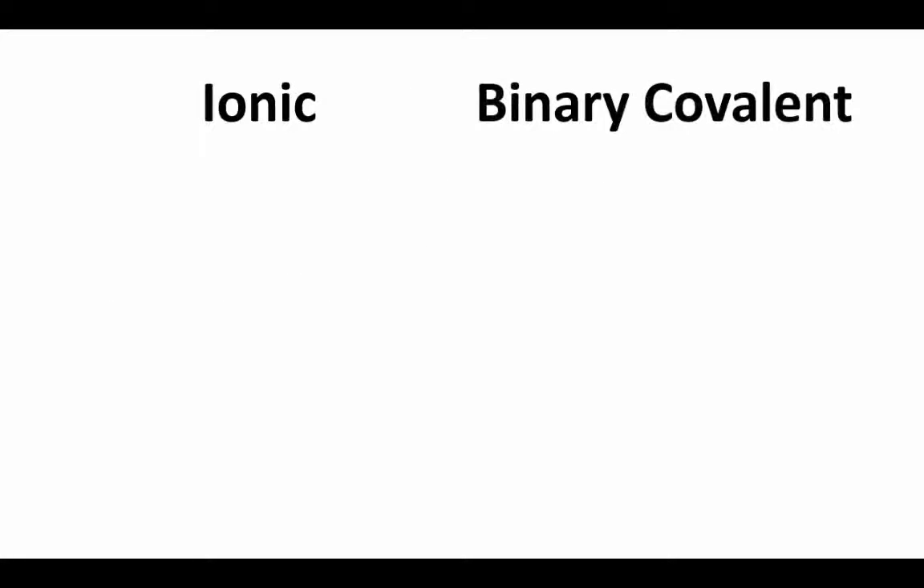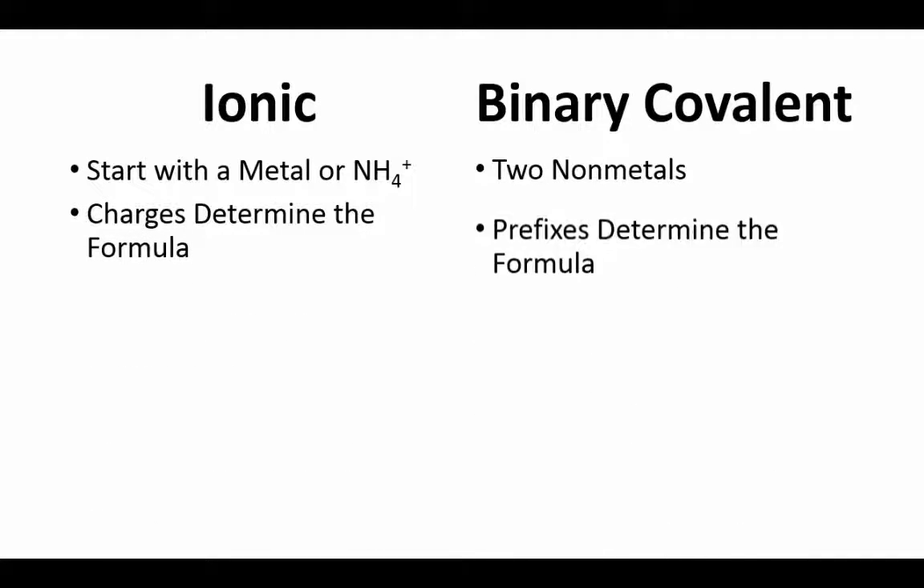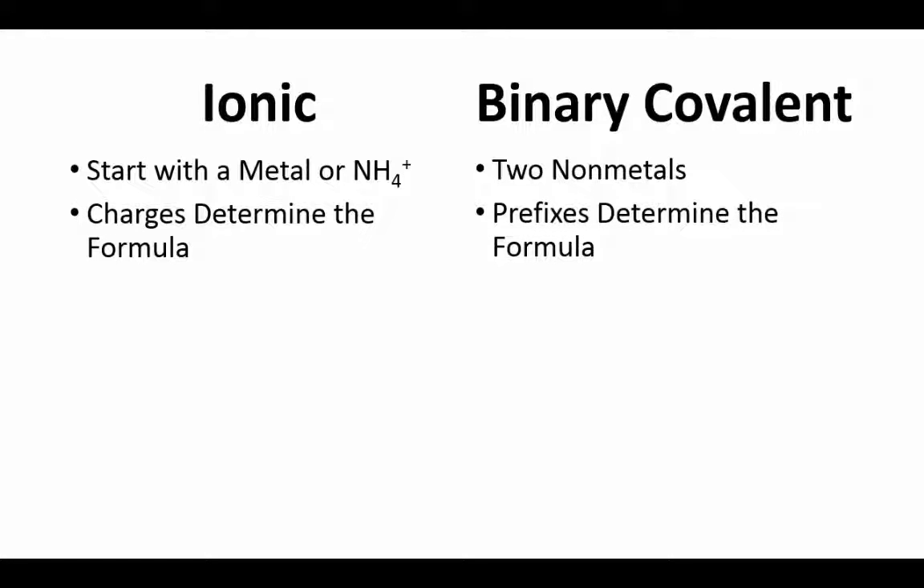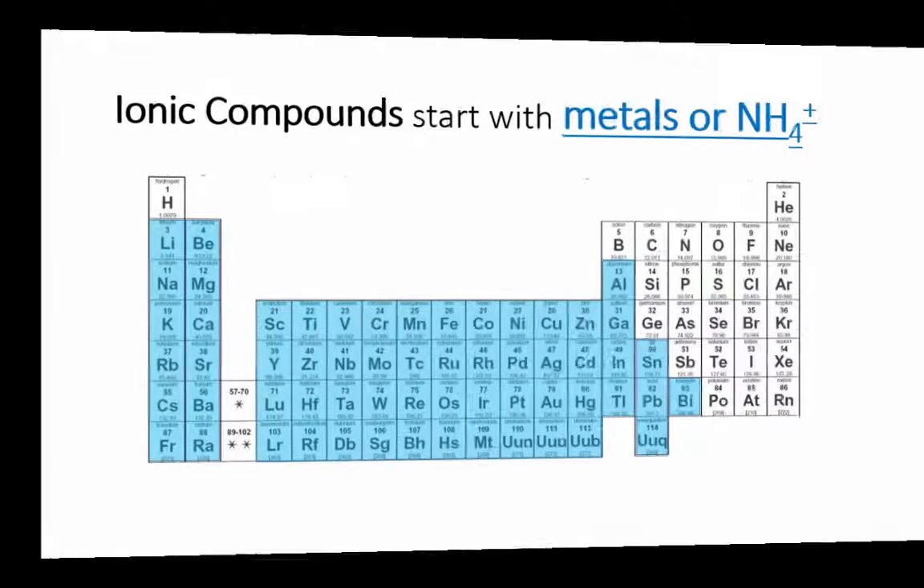It will be helpful to you if you can recognize the difference between ionic compounds and binary covalent compounds. As we said before, ionic compounds always start with a metal or ammonium. Binary covalent compounds are made up of two nonmetals. In an ionic compound, the charges determine our formula, but in a binary covalent compound, you'll see prefixes that tell us what the formula is. In an ionic compound, you just name the ions. In a binary compound, the formula tells you what prefixes to use, so let's get started here.